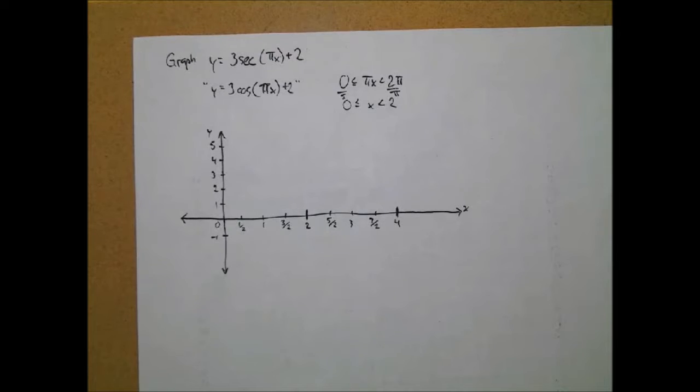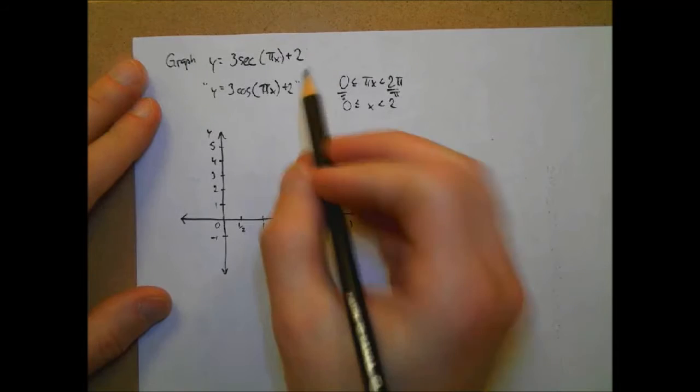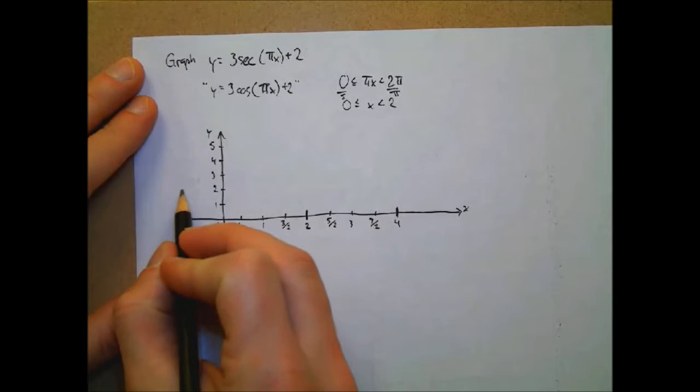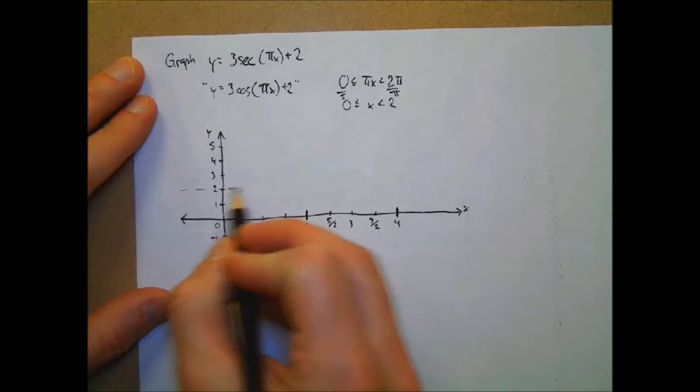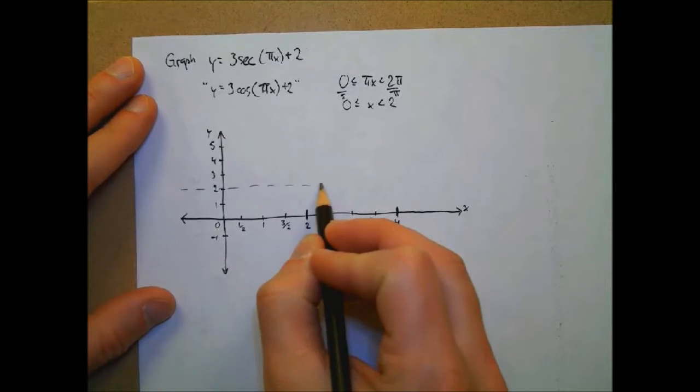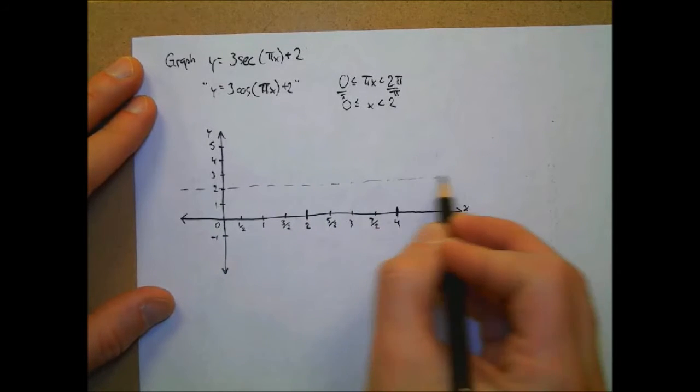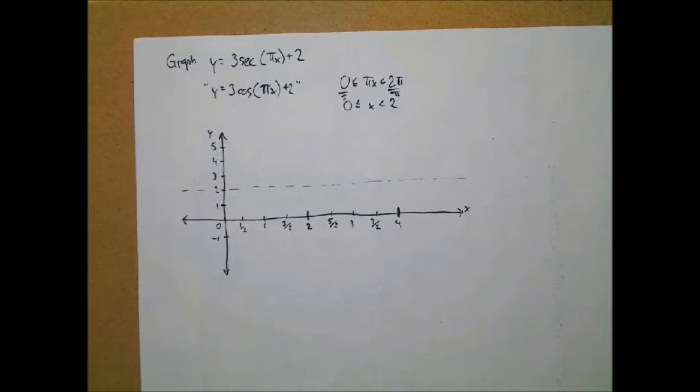Oh, I forgot one more thing. I'm going to use my pencil for this, though. So our new center is shifted up 2. So I'm going to go ahead and draw that kind of dotted line to help guide us there. That new center. Okay. Again, that's from that plus 2.